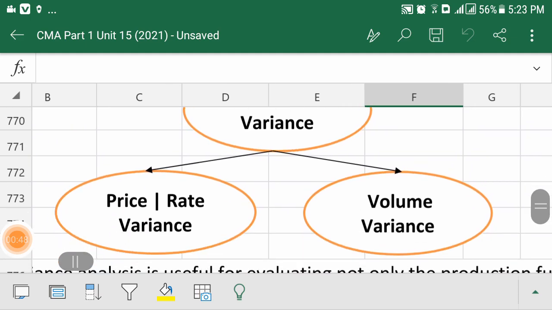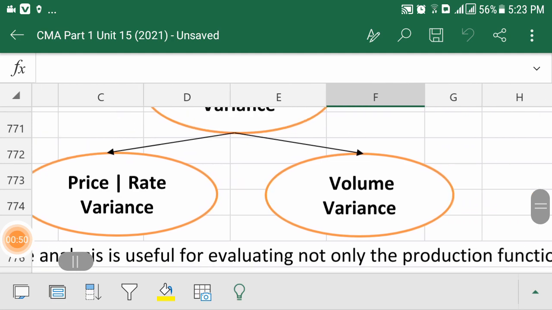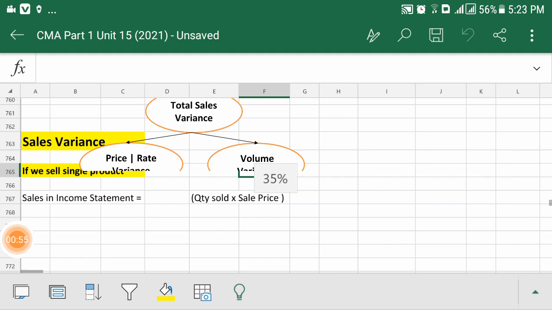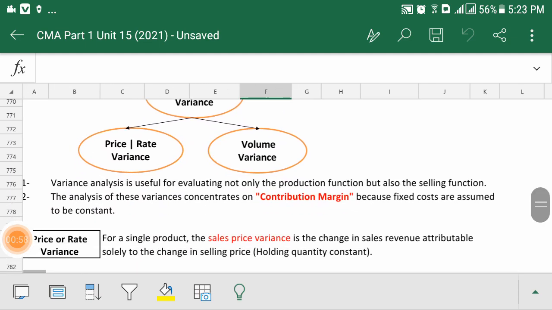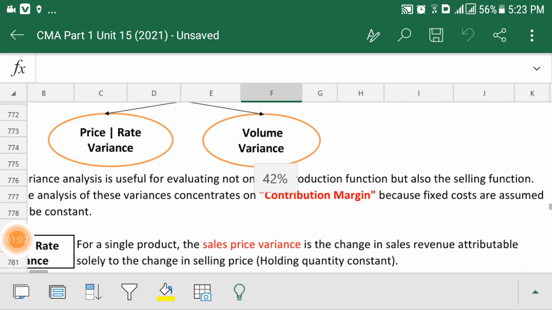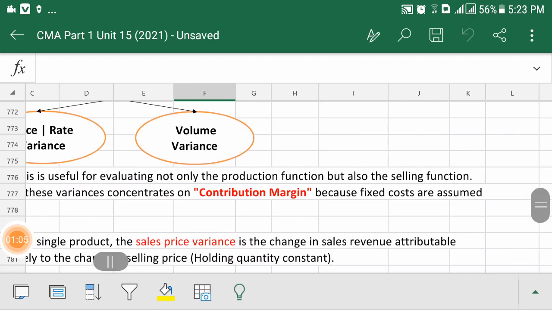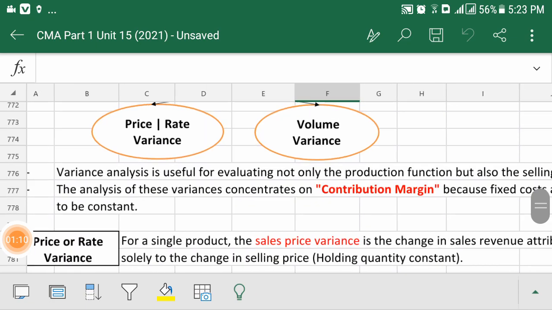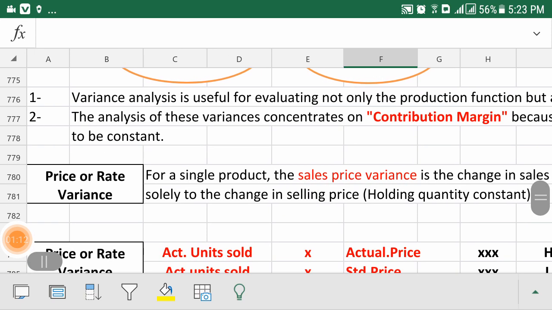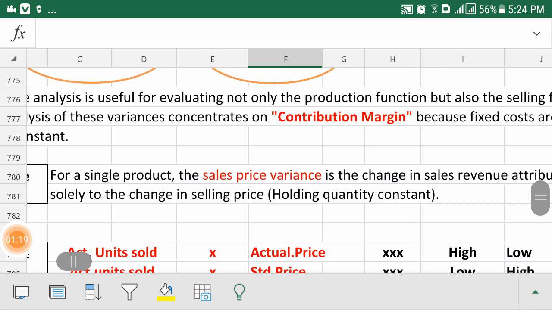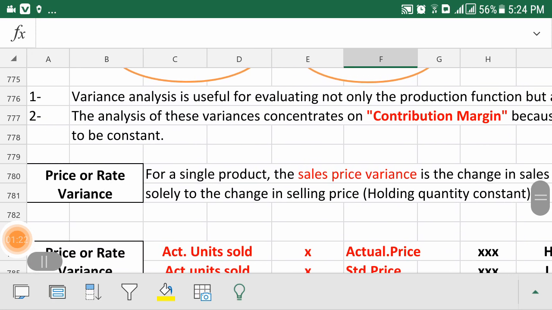For the total sales variance, here there are two: one is the price rate variance and another is the volume variance. First of all, we see what the variance analysis is. The variance analysis is useful to evaluate not only the production functions but also the selling functions, how the sales are growing.